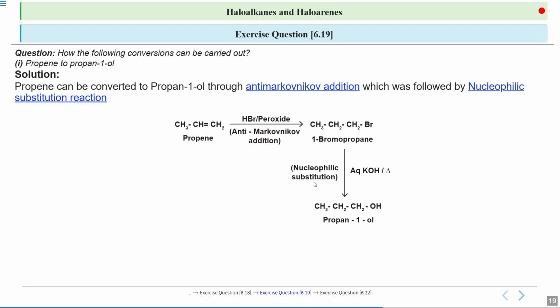Now you simply do the nucleophilic substitution reaction with aqueous KOH and heat, and you will get your major product as propan-1-ol, that is CH3CH2CH2OH. So bromine will be replaced by the hydroxyl nucleophile. Okay, so by performing this anti-Markovnikov addition of propene you get 1-bromopropane, from which after the nucleophilic substitution reaction with hydroxyl ion as a nucleophile, you will get propan-1-ol as your product. So this is the whole conversion from propene to propan-1-ol.